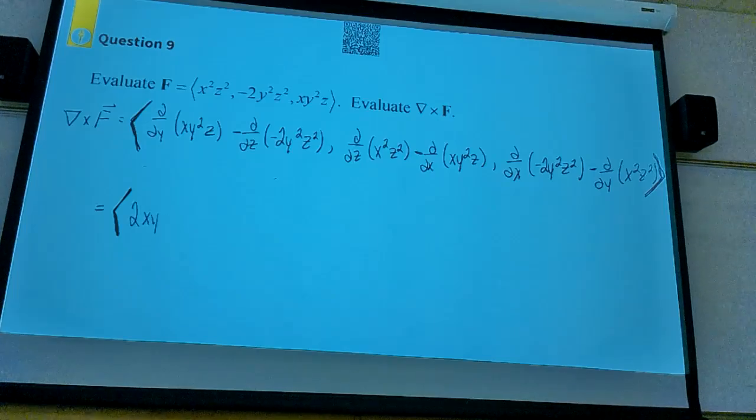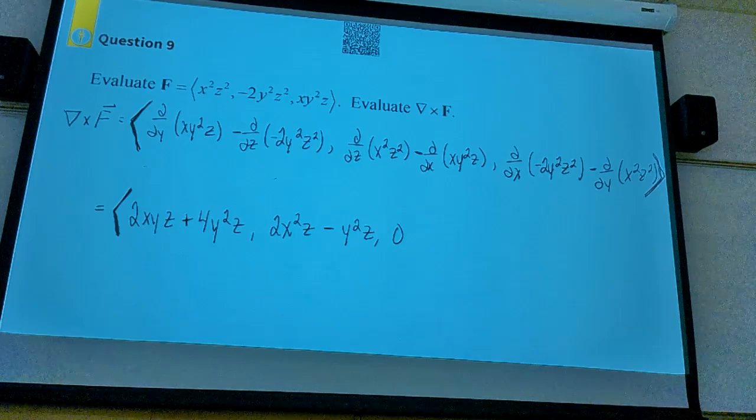Two x y z minus negative 4y squared z. 2x squared z minus y squared z. And that would be what? 0 minus 0. And I don't think that can be simplified. Right, you might be able to factor some things out, but just a little bit.